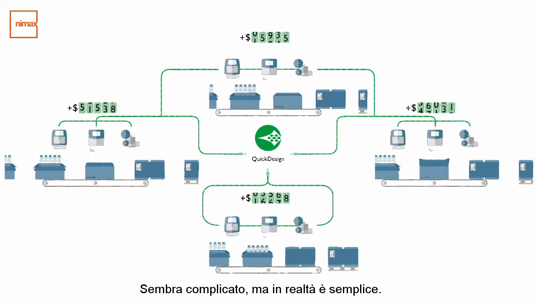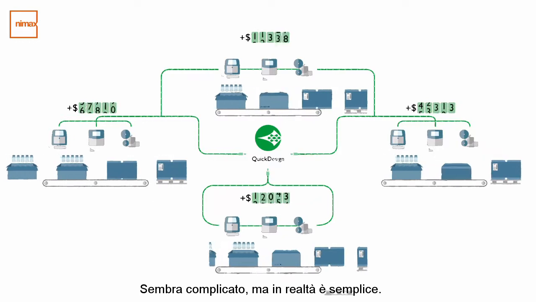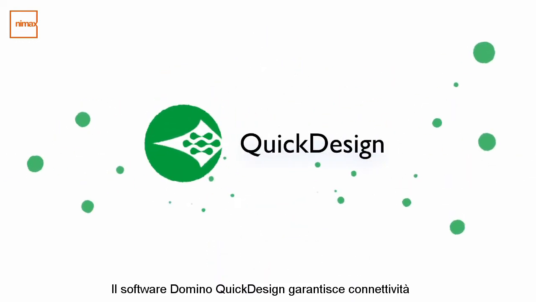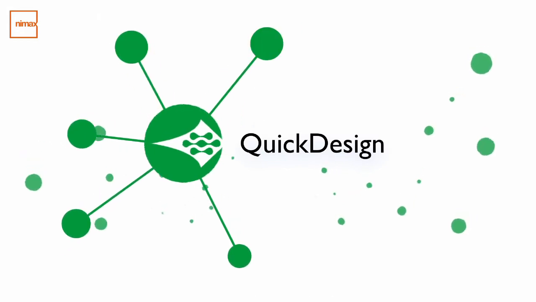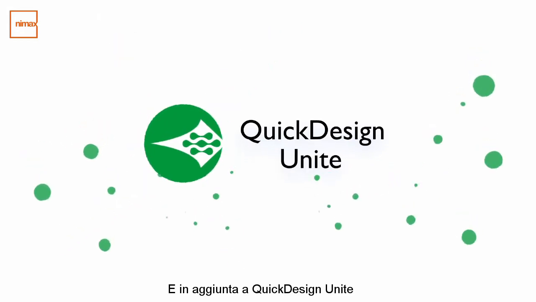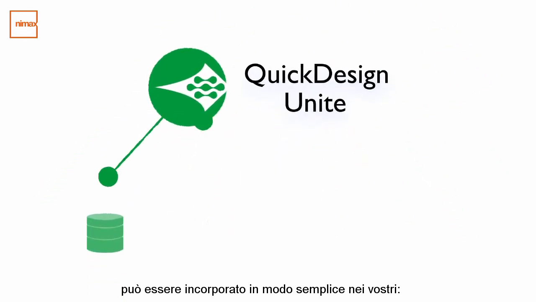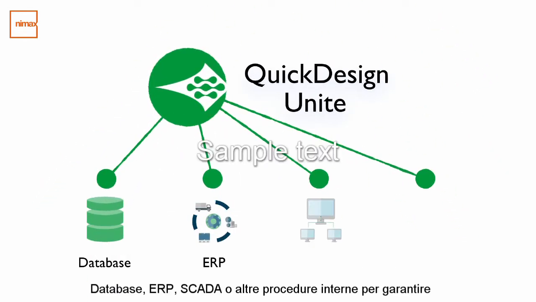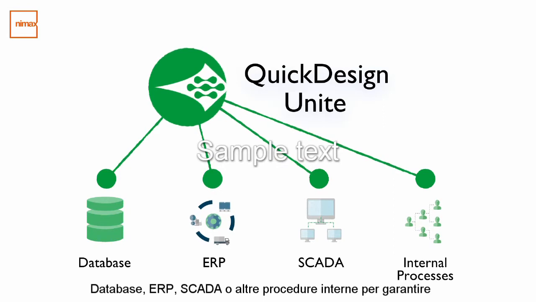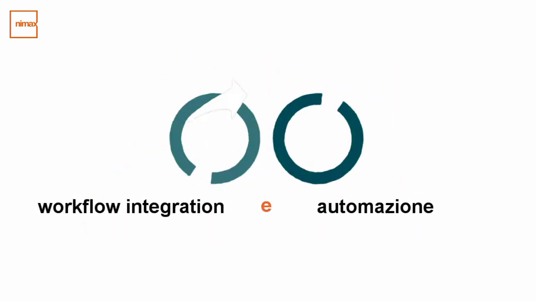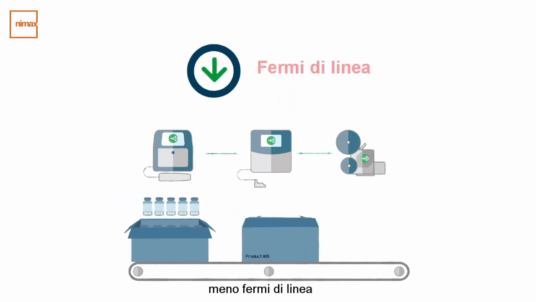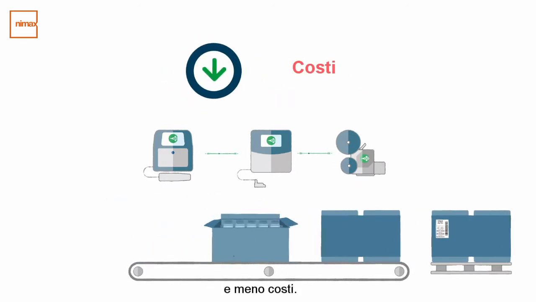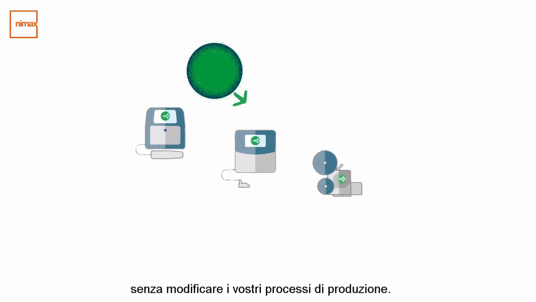Sound complicated? In reality, it's actually easy. Domino's QuickDesign software provides connectivity to a wide range of applications. And combined with QuickDesign Unite, it can easily be incorporated into your database, ERP, SCADA, or internal processes to provide workflow integration and automation, meaning less operator errors, helping decrease downtime, and lower costs while still maintaining your current processes.